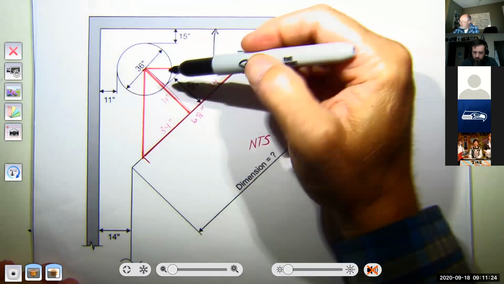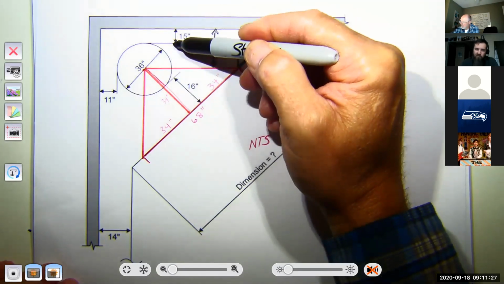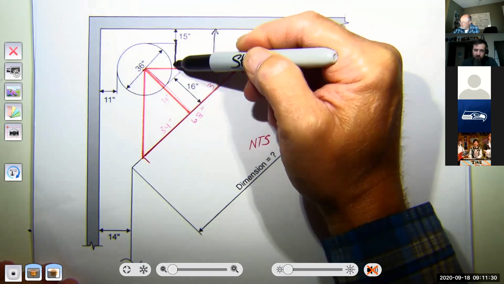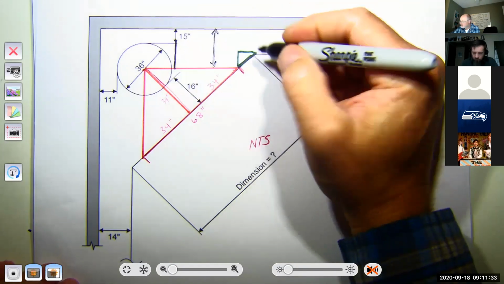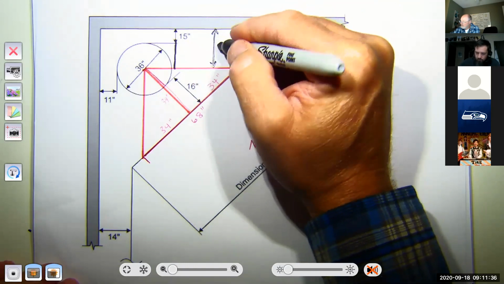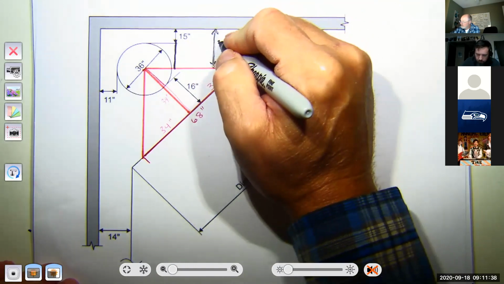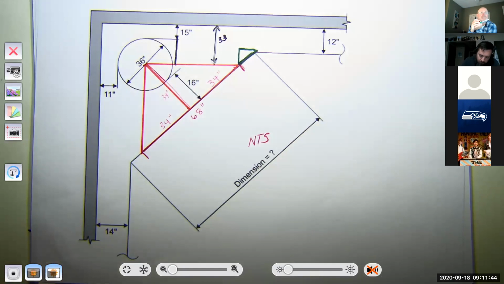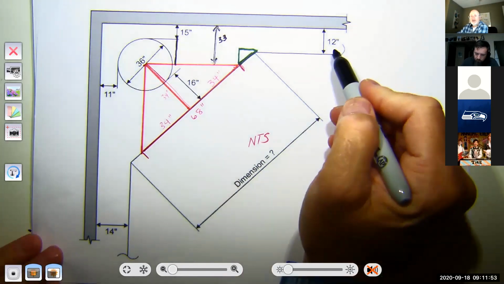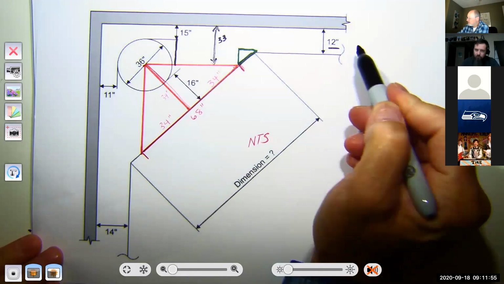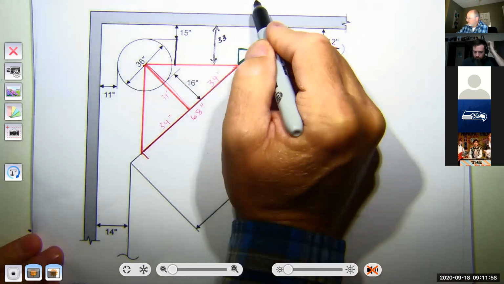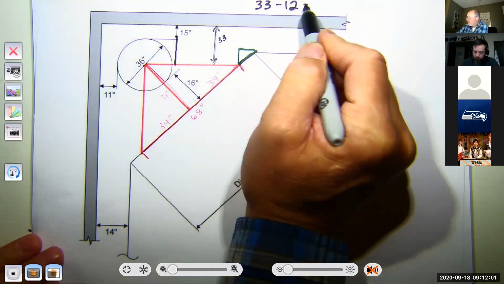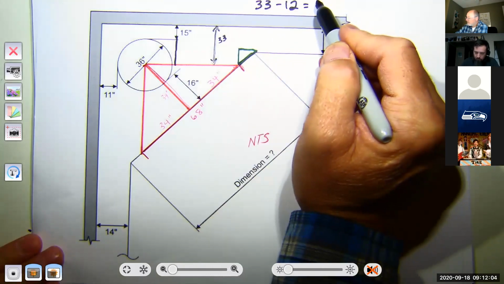And that measurement is calculated by going 18 plus 15. So this line's total is 33. Did everybody see where I got the 33 from? Yep. Okay, so that's 18 plus 15 is 33. And if I look way over here, I can see I have 12 inches. So if I take 33 and minus 12, that's 21.